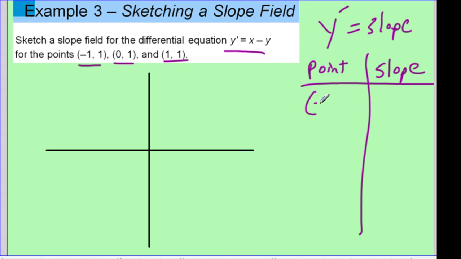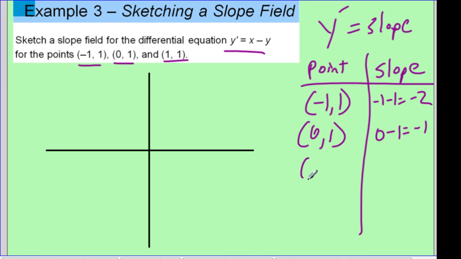So if I have my first point, negative 1, 1, if you plug in negative 1 for x and 1 for y, you get negative 1 minus 1, which will be negative 2. Next point, 0, 1. You're going to get 0 minus 1, which will be negative 1. And last point, 1, 1, you will get 1 minus 1, which is 0.